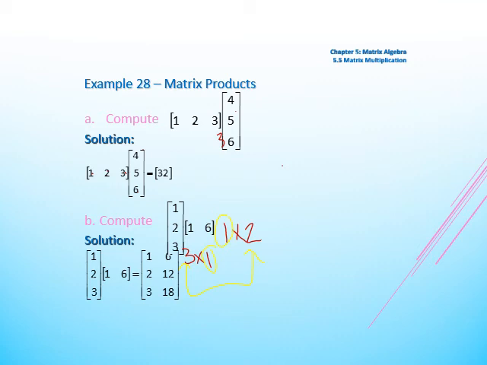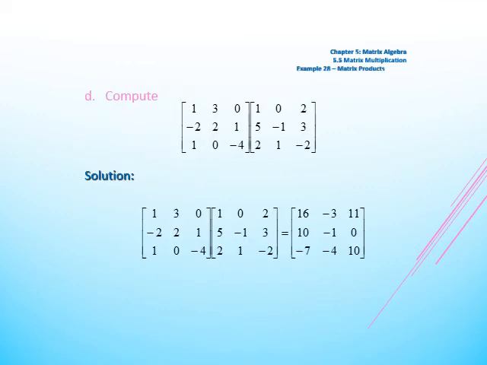1 times 1 plus 1 times 6 equals 6. So 1 equals 1 plus 6. Okay, and then the first row with the second column: 2 times 1 plus 1 times 2 plus 1 times 3 equals 6. And so on until we have covered the 2 rows and the 2 columns.